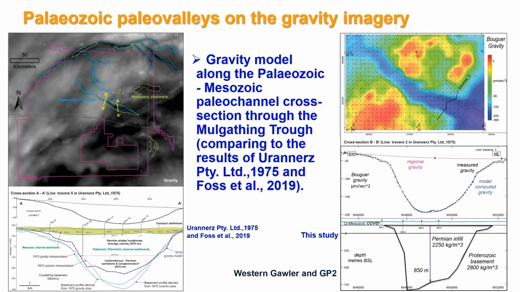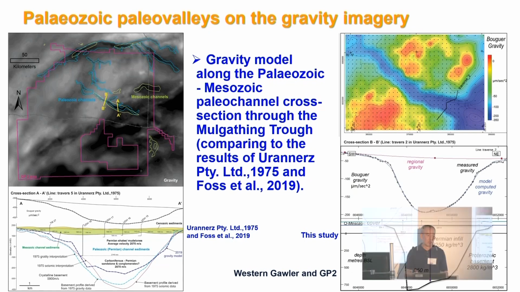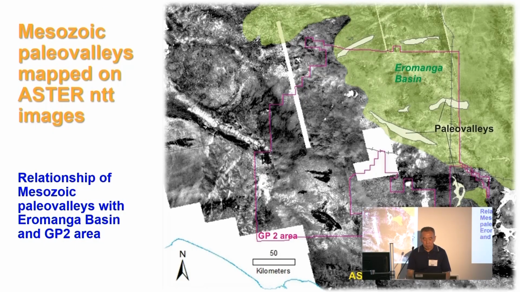And also we can see this area is very deep. So this is a Marla-Arckaringa trough, not like the previous interpretation. Somebody thought maybe there was some Cambrian sediment over there, but from this new interpretation, we don't think so; maybe only Permian sediments are over there.